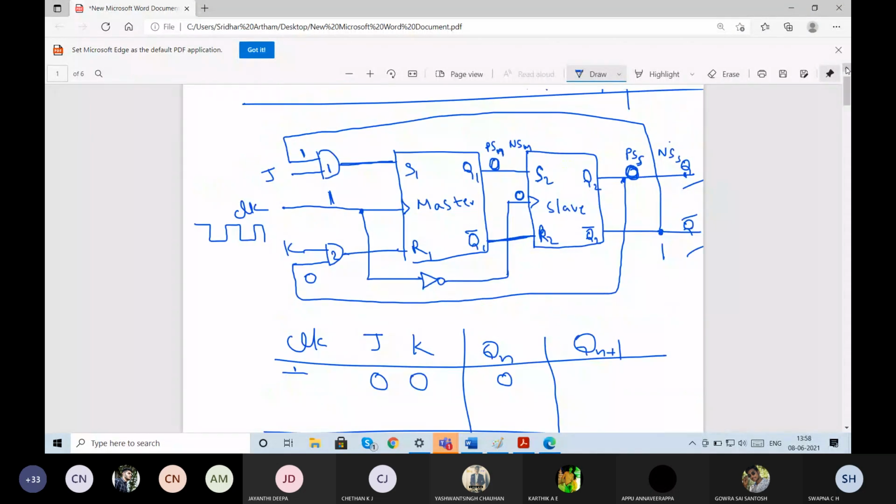J value is 0 and K value is 0. So what will be the output of the first AND gate? 0, right? Because J is 0 and this value is 1, 0 and 1, the output of the first gate will be 0. This is just an AND gate, so the output of the second AND gate will also be 0. So if you observe, S1 is equal to 0 and R1 is equal to 0.